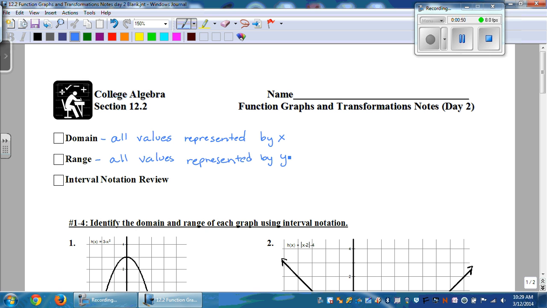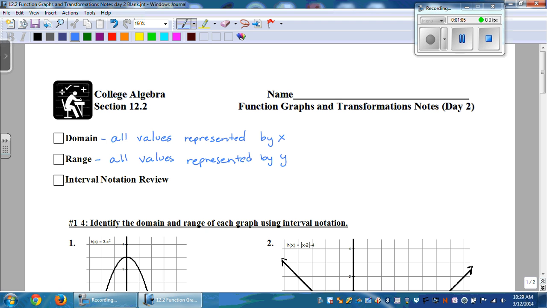All right. For me, the domain is the set of all x values, so it's all values that are represented by x. And for the range, it is all values represented by the y. We've done interval notation back in first semester.